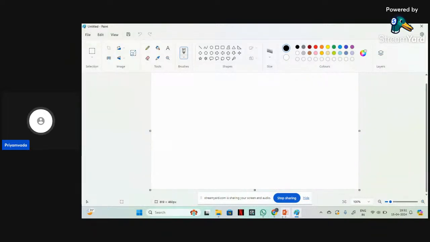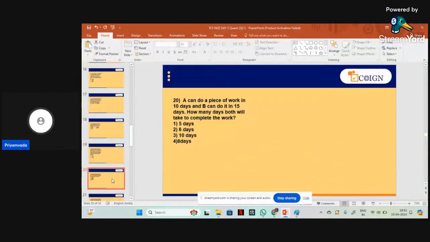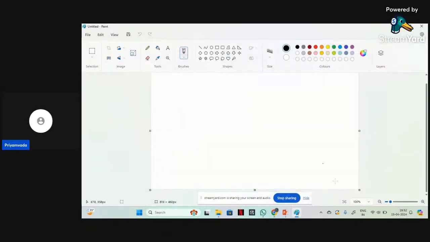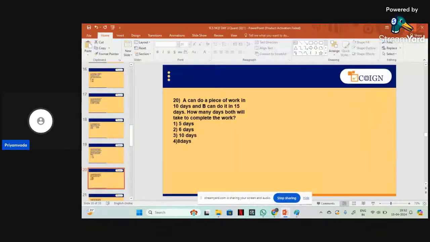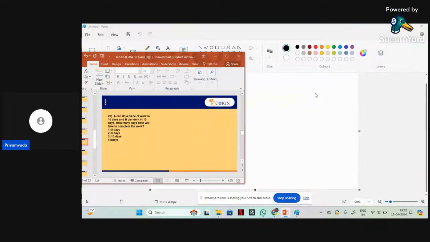Now, coming to the first question of time and work, it is given that A can do a piece of work in 10 days and B can do it in 15 days. How many days will both take to complete the work? So A takes 10 days and B takes 15 days. It means that we have the values of P and Q, and we can substitute them in this formula.